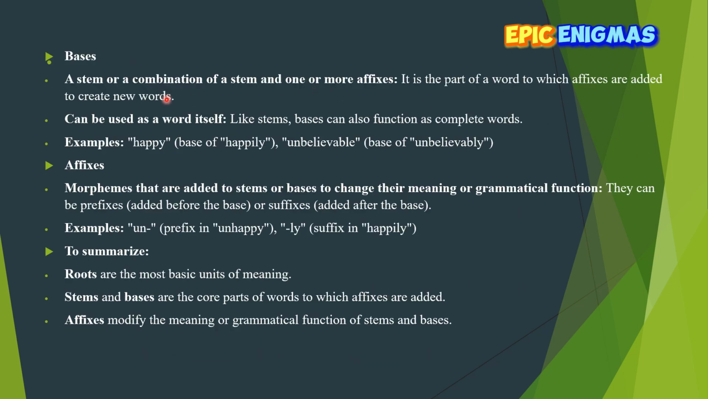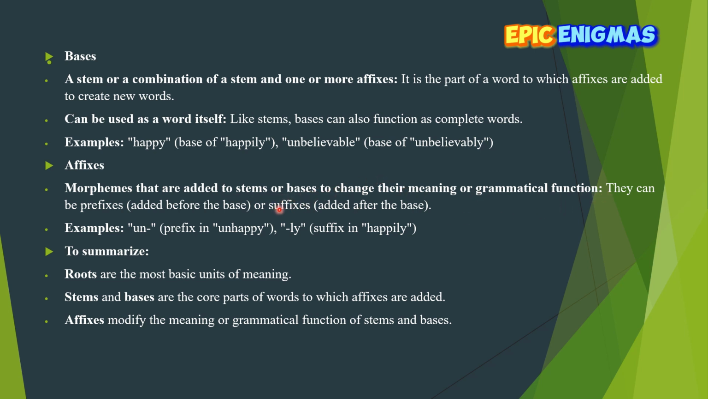We have bases. A stem or a combination of a stem and one or more affixes. It is the part of a word to which affixes are added to create new words. It can be used as a word itself, like stems. Bases can also function as complete words. Examples: happy, base of happily. Unbelievable, base of unbelievably. Affixes are morphemes that are added to stems or bases to change their meaning or grammatical function.